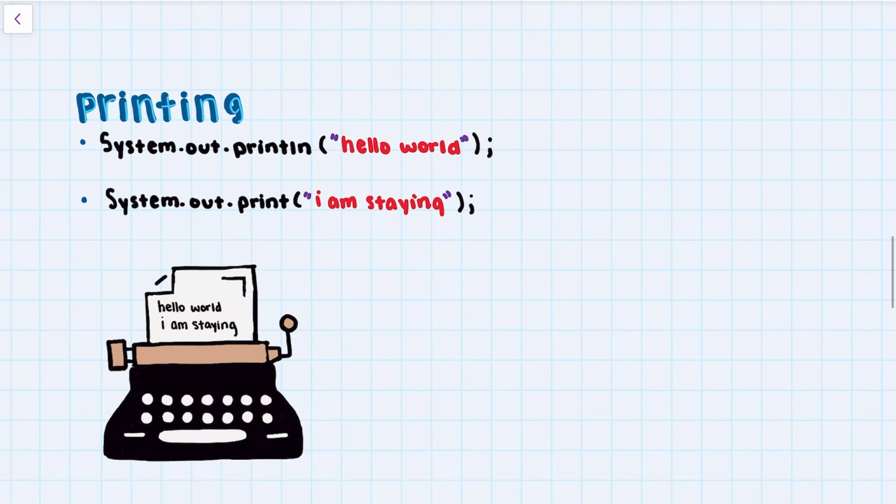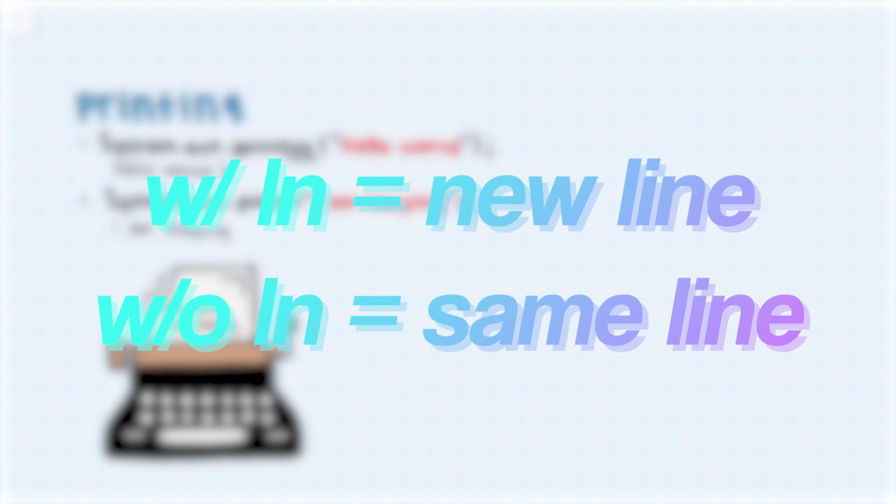Let's start printing. In our main method, we can type print statements. So when we run our program, the text is printed in the console. System.out.println("hello world") will print out hello world and then go to a new line. And then System.out.print("I am staying") will print out I am staying and then stay on this line. And note this difference of ln and how there's no ln right here.